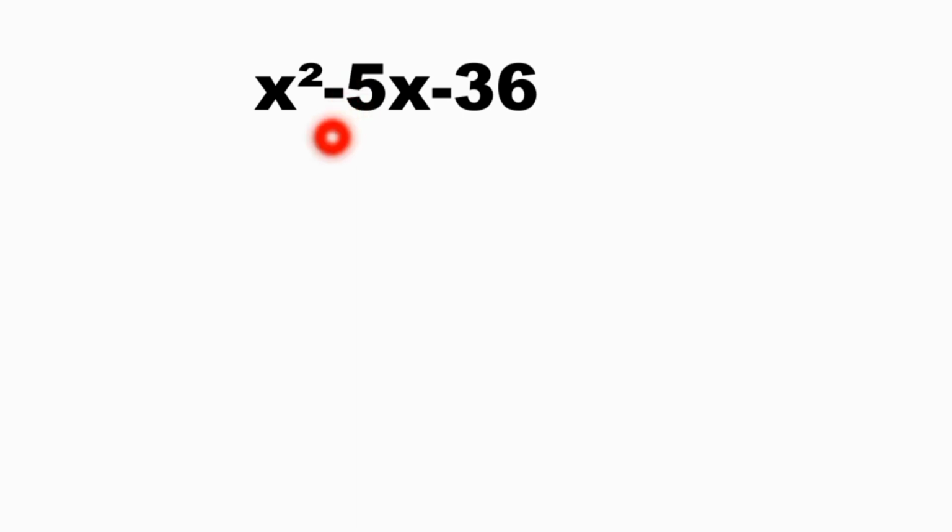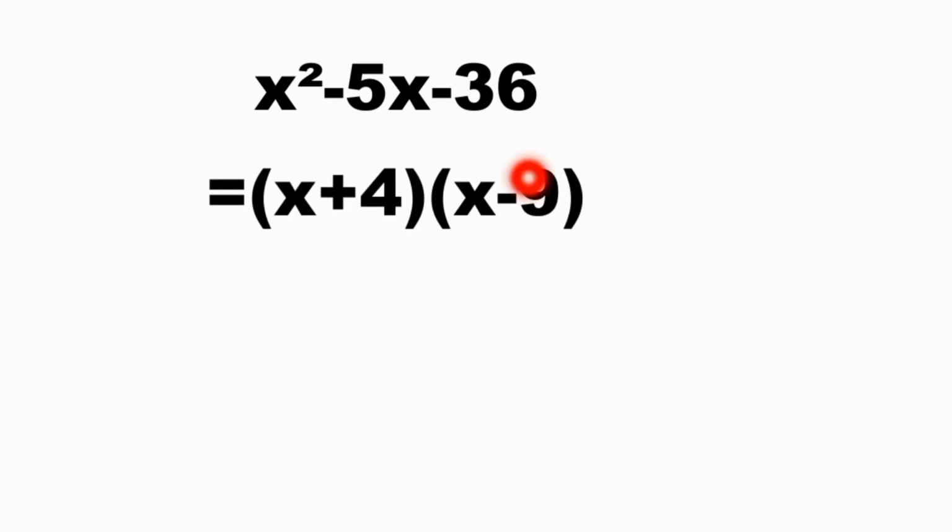Another case here: this is now negative and this is negative, so you just do the opposite. The 9 must be negative and the 4 must be positive. If you combine, 4 minus 9 is equal to negative 5. And if you multiply positive 4 times negative 9, it will give an answer of negative 36. So a negative in the last term and a negative in the middle term.